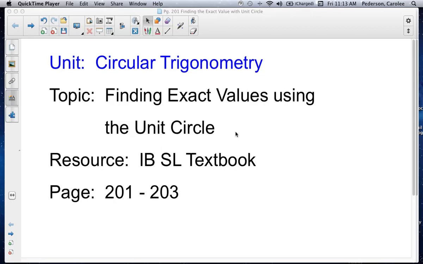Circular trig unit: finding the exact values of a trig function using the unit circle and the Pythagorean identity. You can find the example problems in your IBSL textbook on page 201.